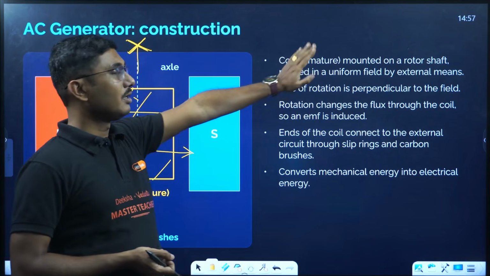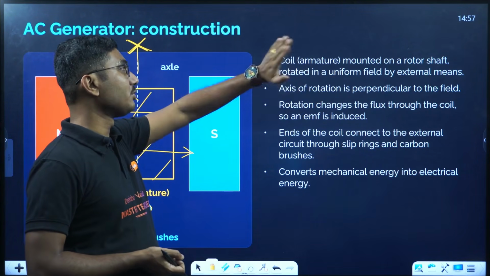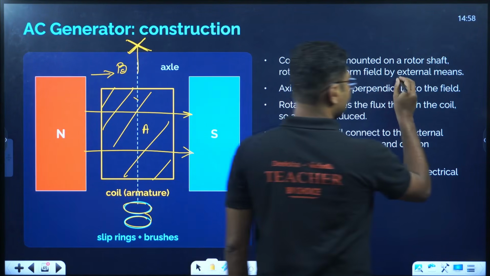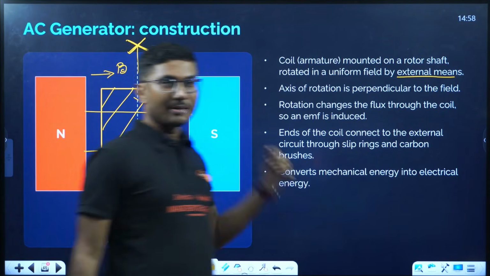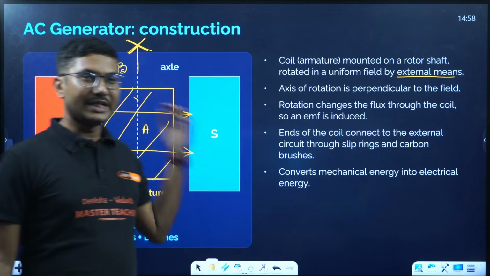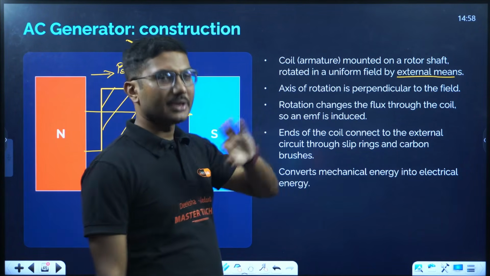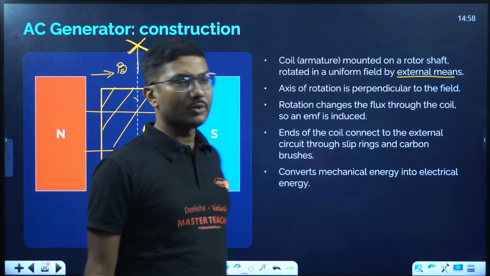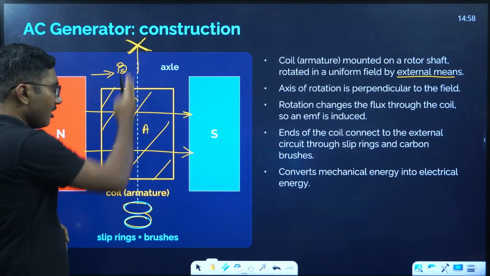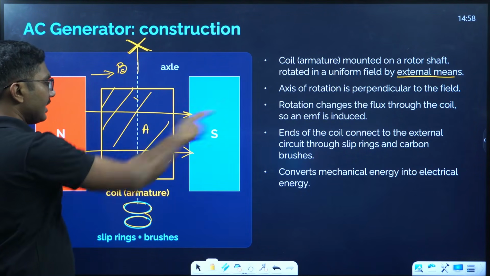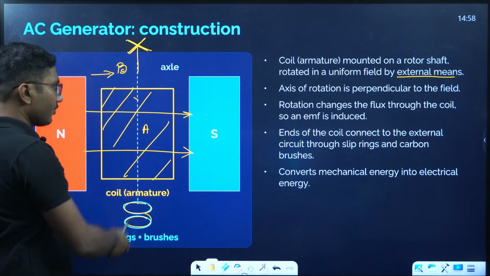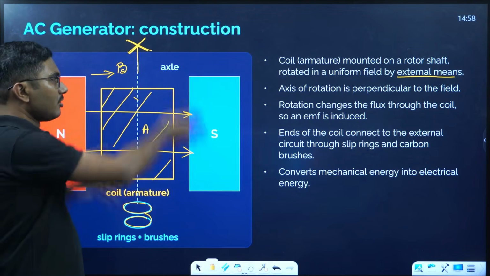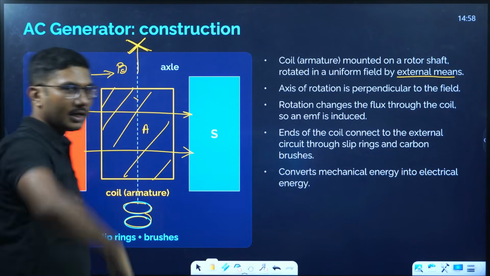The rotor shaft is rotated in a uniform field by external means. This is the external means. It can be falling water, it can be steam, it can be air, it can be something other than that as well. The axis of rotation is perpendicular to the field, so the field is in this direction and it is rotating like this. It is not rotating in the parallel direction.